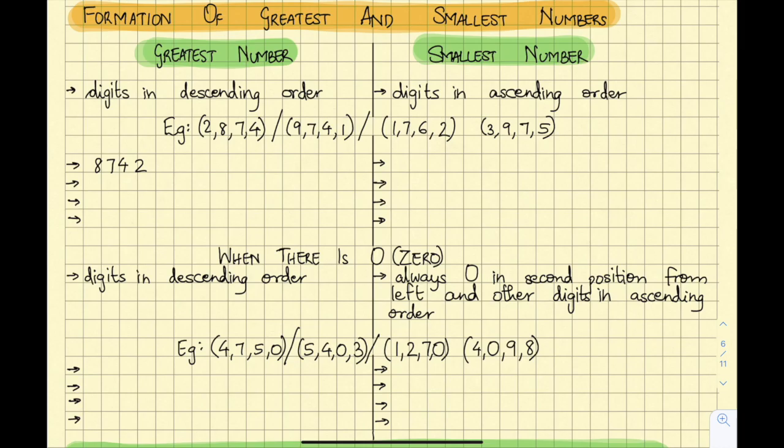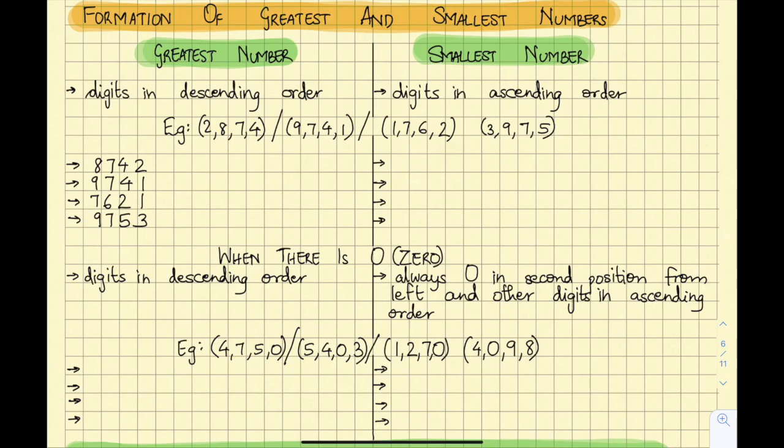Now for the next one, 9741 are the digits given. So here the biggest digit is 9. Then we have 7 smaller, then 4 and 1 is the smallest. So 9741 is the greatest number. Next digits we have 1, 7, 6 and 2. The largest is 7. Then we have 6, then 2 and 1. So 7621 is the greatest number. And lastly we have 3, 9, 7 and 5, out of which 9 is the biggest digit. Then we have 7, then 5 and 3. So 9753 is the greatest number.